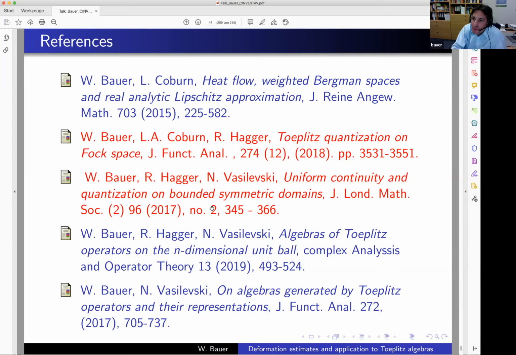But I think it gives a whole bunch of interesting C-star algebras where you can do a lot of things, calculate index theorems and spectra and so on. And it's a good field to play with.